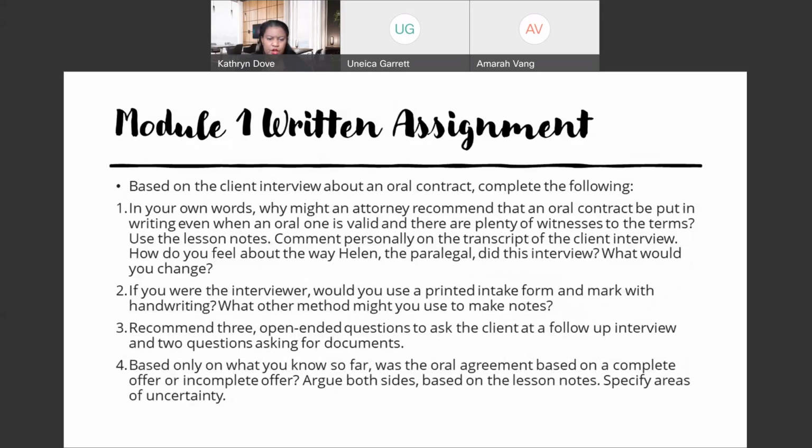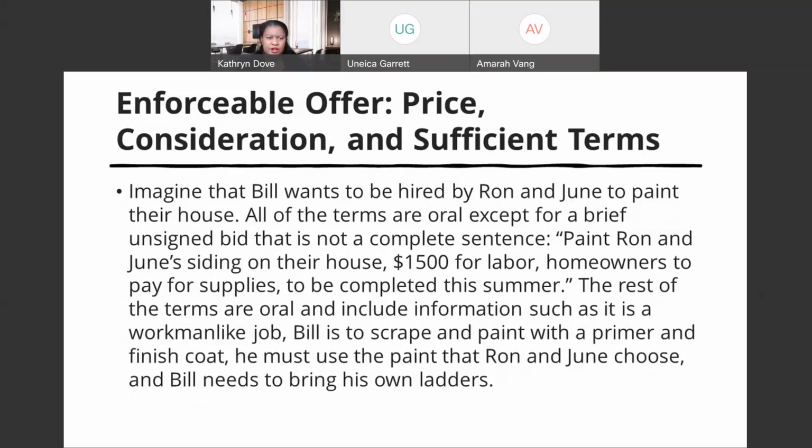Based on what you know so far, was the oral agreement based on a complete offer or an incomplete offer? Is this a complete offer? All of the terms are oral except for a brief unsigned bid that's not a complete sentence. Paint Ron and June siding on their house, $1,500 for labor, homeowners to pay for supplies to be completed this summer. Is this a complete offer?